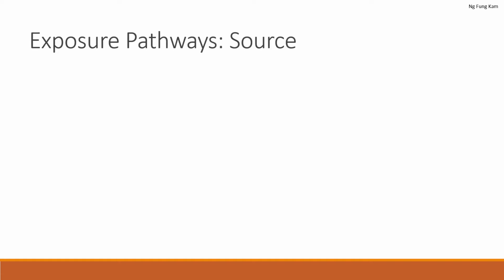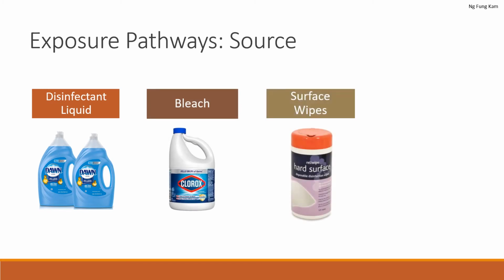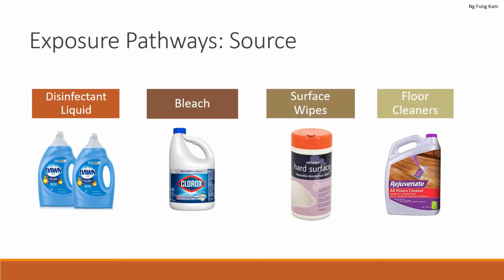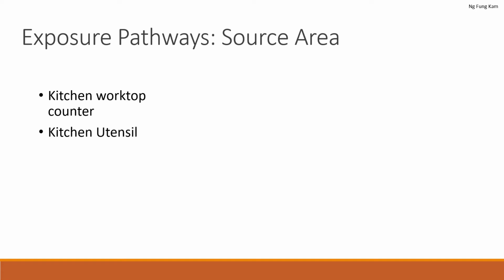Firstly, it is source. Our topic is focused on the disinfectant in the kitchen, so there are disinfectant liquid, bleach, surface wipes, and floor cleaners. And then for the source areas, our topic is focused on the kitchen. For example, the kitchen countertop, kitchen utensils, flooring, sink, and cabinets.